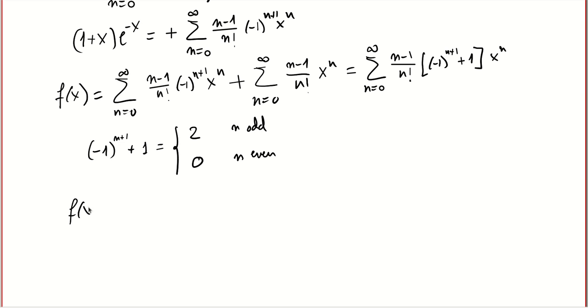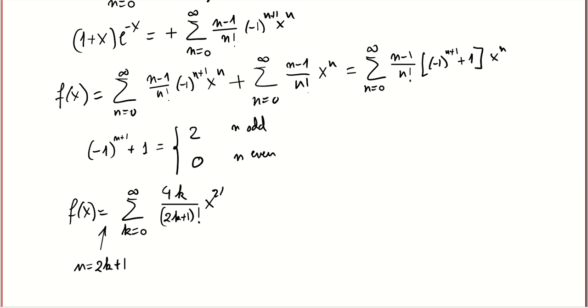So f of x is equal to the sum from k equals 0 to infinity of 2k plus 1 minus 1, so 2k. I'm just taking the odd numbers, right, only the odd numbers. So this is 2k. Down here I have 2k plus 1 factorial, okay. This is 2, right, so instead of 2k I'm going to write 4. And finally I have x to the 2k plus 1. So this is the final form of the series.